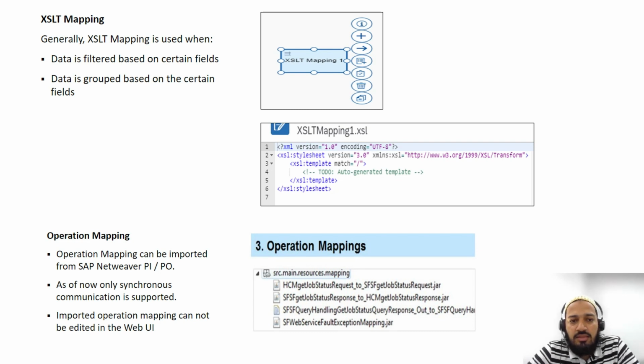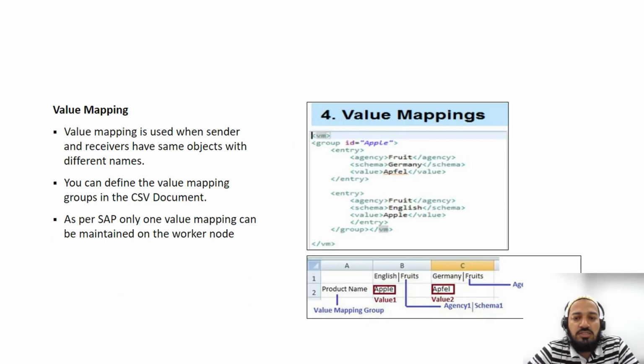And then there is operation mapping. Operation mappings can be imported from SAP NetWeaver PI/PO, and synchronous communication is supported there. And the operation mapping cannot be edited in the web UI. Okay, so you have to just take note of that. Now, value mapping is used when sender and the receiver have the same objects with different names. So you have to map the values here and define the value mapping groups in the CSV document. Only one value mapping can be maintained on the worker nodes.